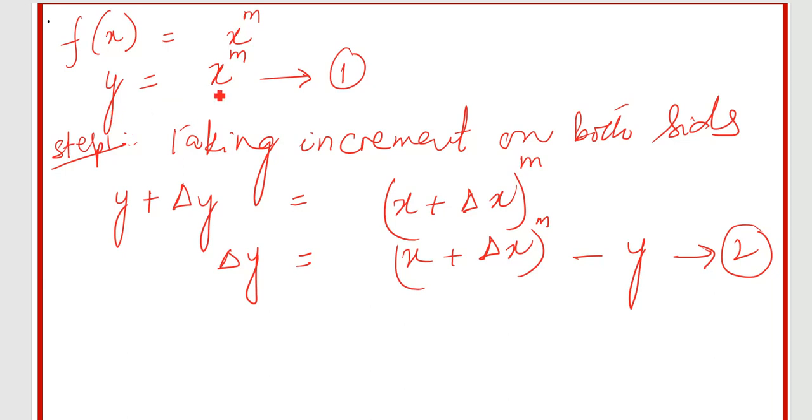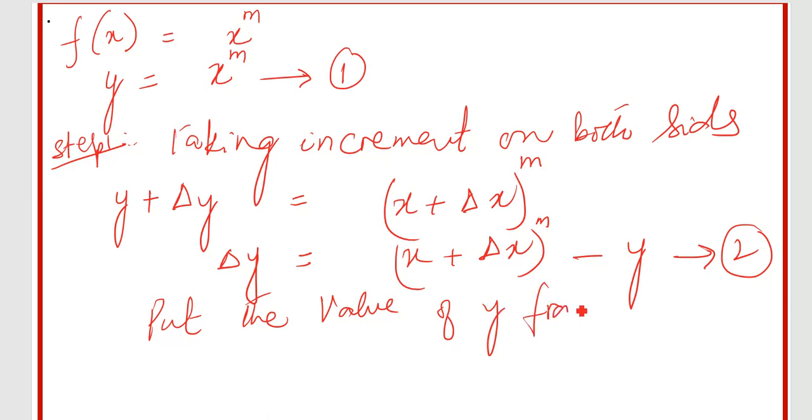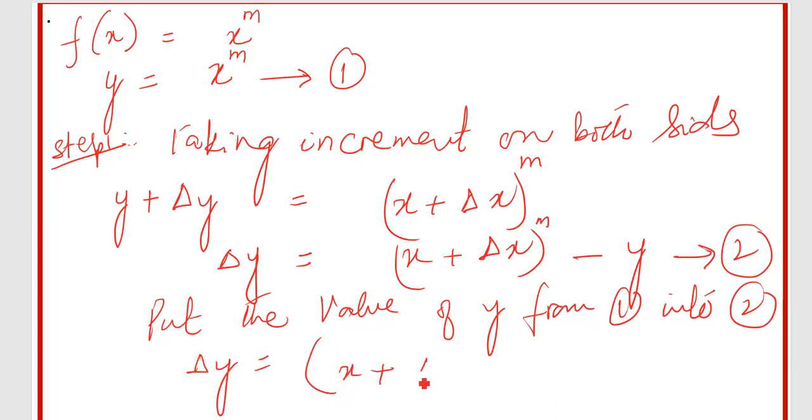Now I said y = x^m, so we will put the value of y from equation 1 into equation 2. So it would be delta y = (x plus delta x) whole power m minus x^m. So we did our step number 1.